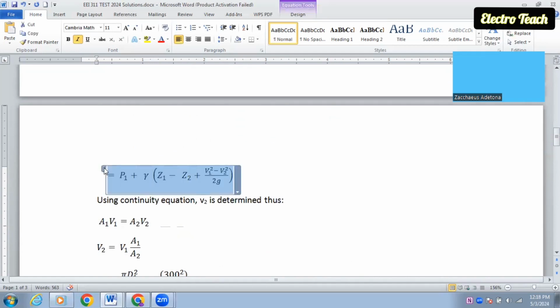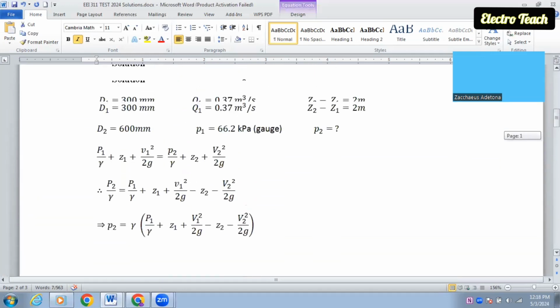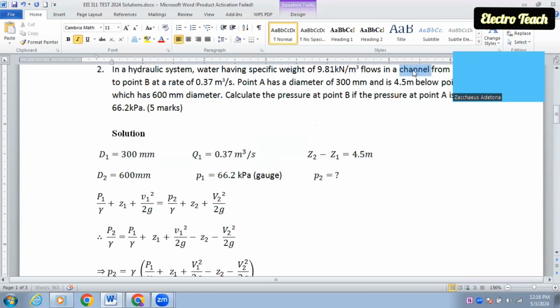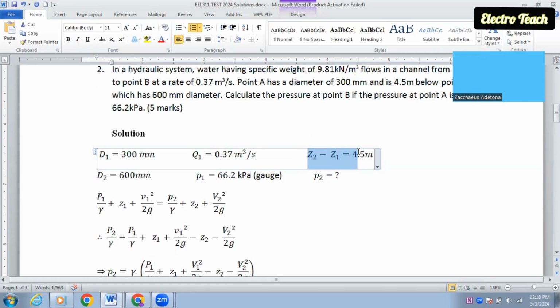We have Z1 minus Z2, but earlier we determined that Z2 minus Z1 is equal to 4.5. This is 4.5 meters, not 2 meters, according to what the question gave us. Z2 minus Z1 is 4.5 because position B is higher than position 1.